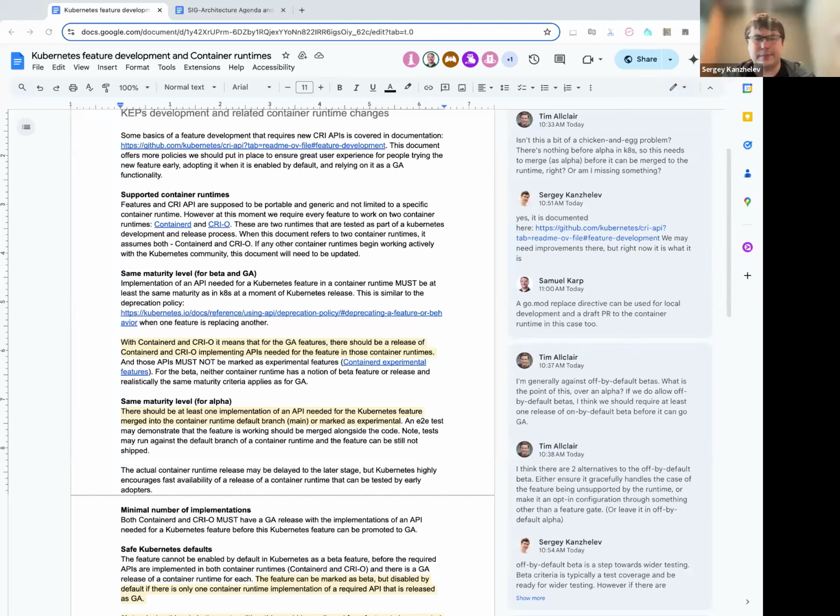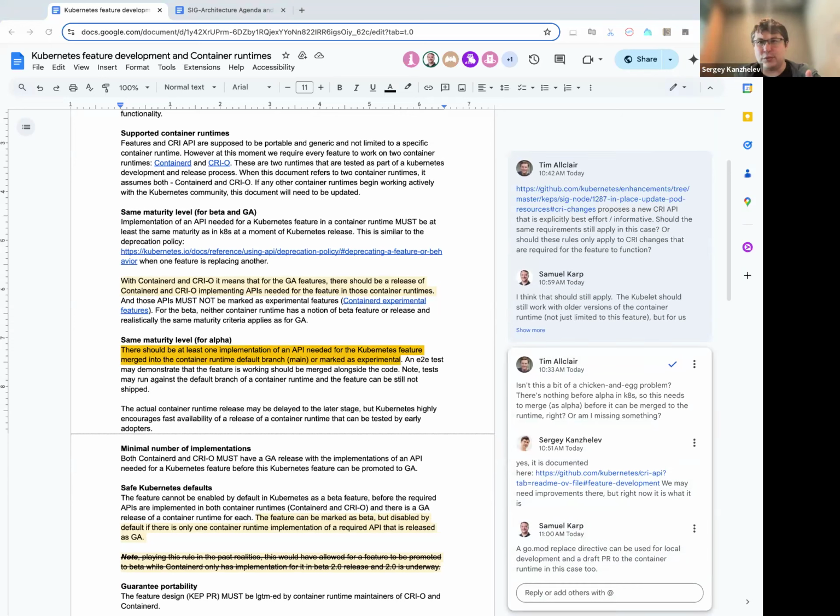For alpha, again, there are no maturity levels in container runtimes. And alpha is kind of complicated because you're merging a lot of pieces all together. So you need to merge the CRI API, you need to merge end-to-end tests, and you need to merge some container runtime changes to test those things. So we have a capability in the end-to-end infrastructure to test against main branches of container runtimes for Containerd for sure. For CRI-O, I believe so. So the suggestion is to have the same maturity level for alpha feature gates. We will require the default branch of a container runtime, at least one. We don't require both to have the implementation ready and merged, so we can merge the end-to-end test alongside the implementation. So there's a requirement for alpha for the same maturity level.